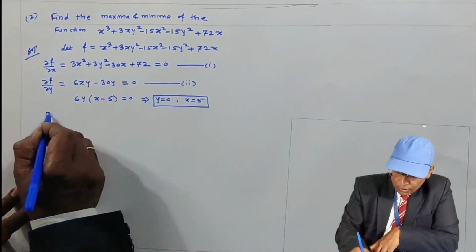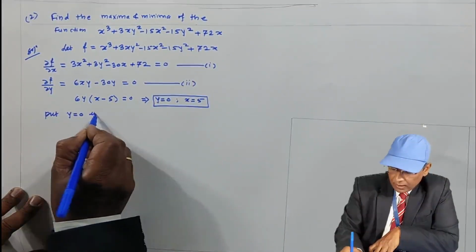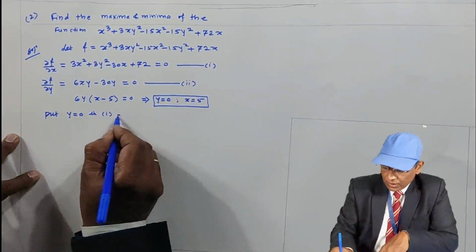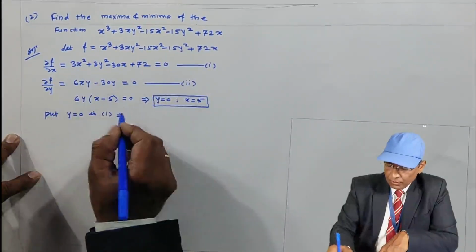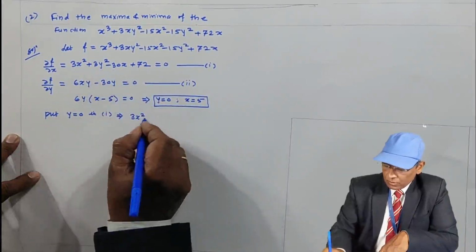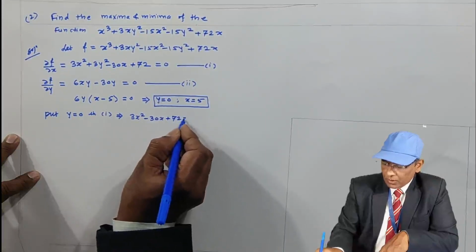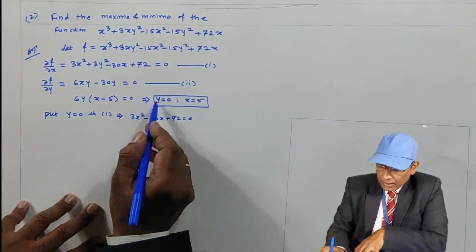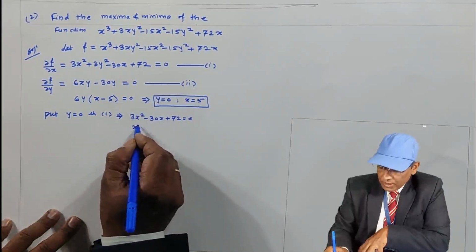Now put y equal to 0 in equation 1. Putting y equal to 0 in equation 1, it becomes plus 72 equal to 0. Now for y equal to 0, equation 1 becomes like this. Now try to simplify. 3 is common.